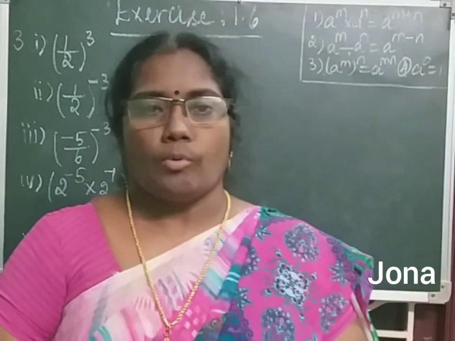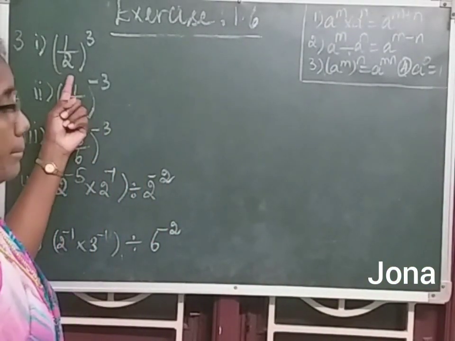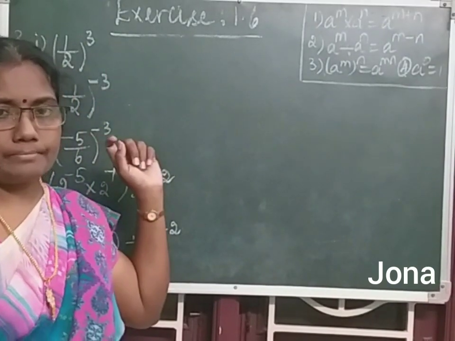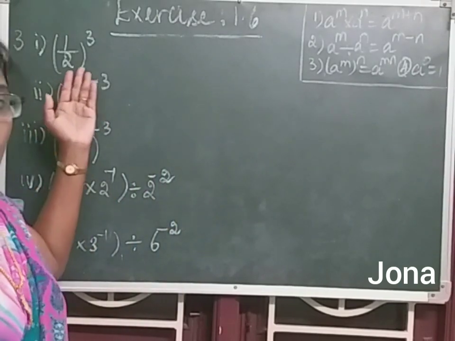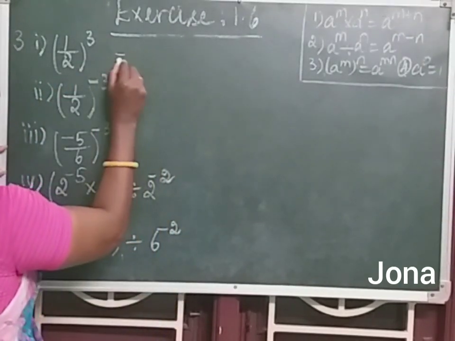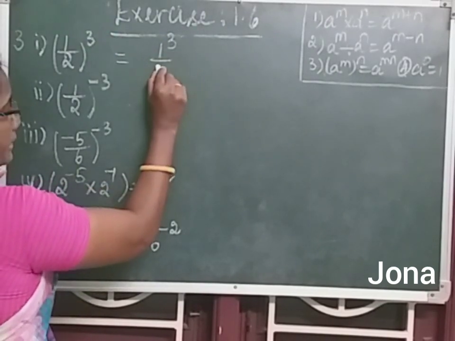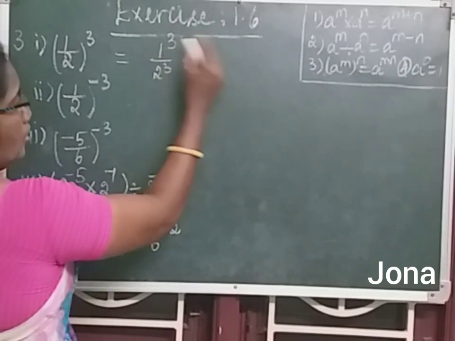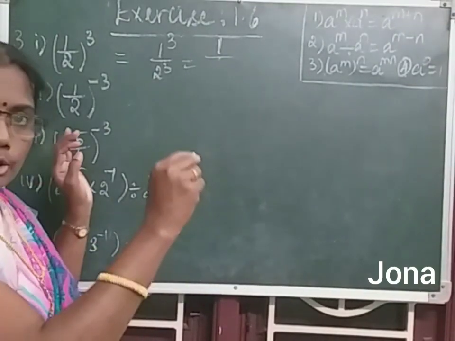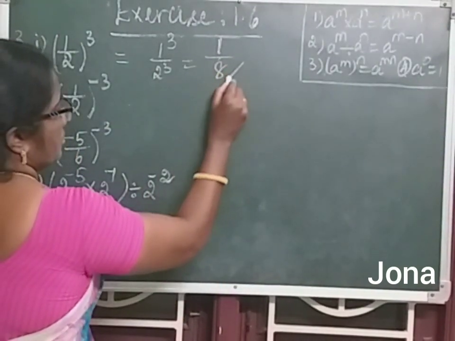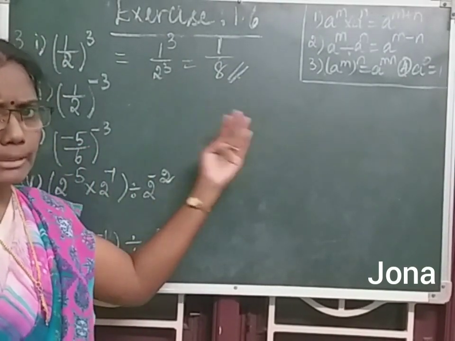Exercise 1.6. Look at the third problem. Here 1 by 2 power 3. We want to find the value of this 1 by 2 whole power 3. I can cube the numerator and the denominator. So 1 cube is 1 and 2 cube is 2 into 2 into 2, that is 8. So the value is 1 by 8.